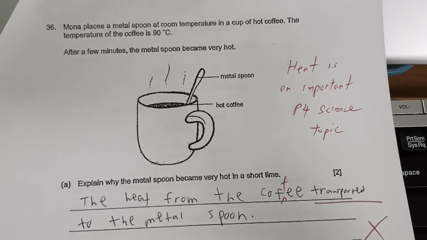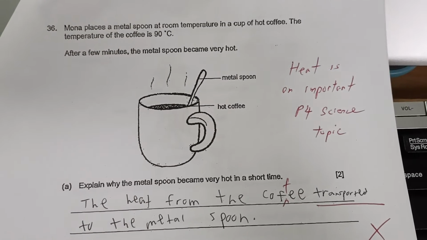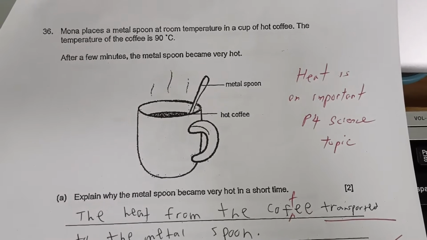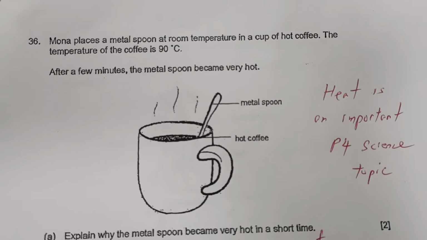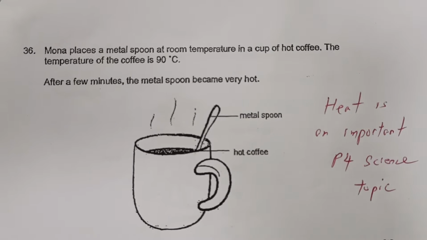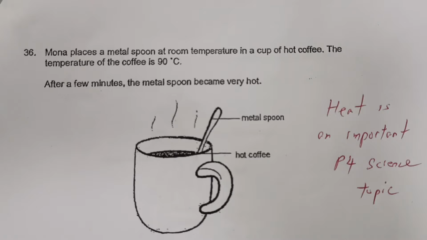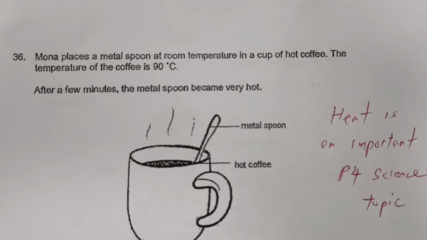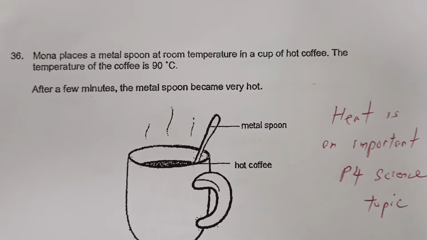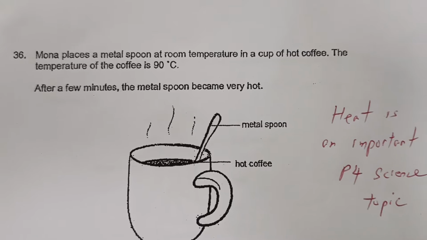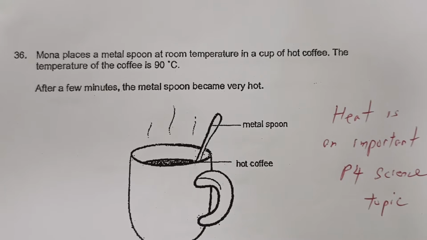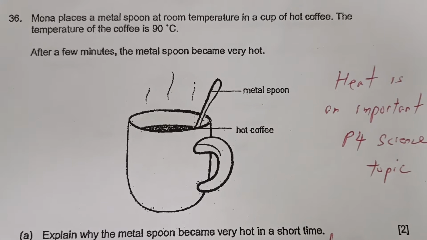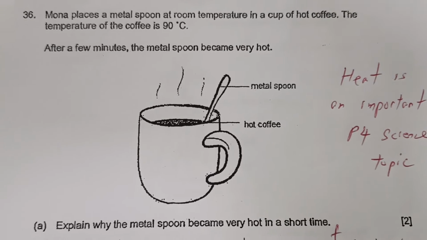Dear parents, I would like to draw your kind attention to the style in which this question is being answered by this student. As you can see, the question states that Mona places a metal spoon at room temperature in a cup of hot coffee. The temperature of the coffee is 90 degrees Celsius. After a few minutes, the metal spoon became very hot. This is a diagram indicating the hot coffee and also the metal spoon inserted.